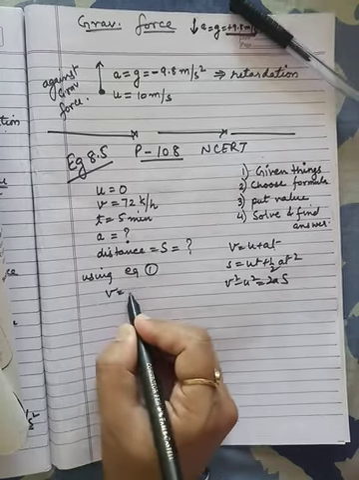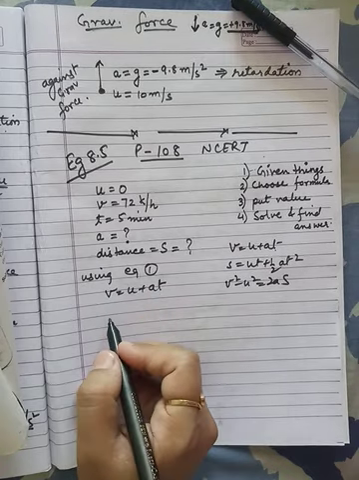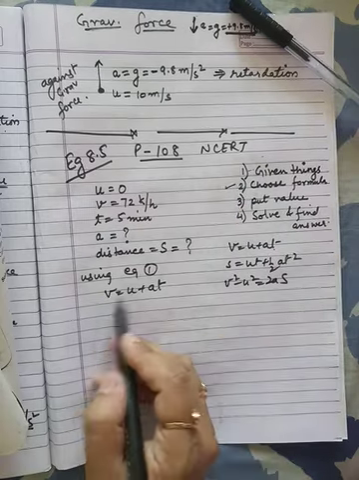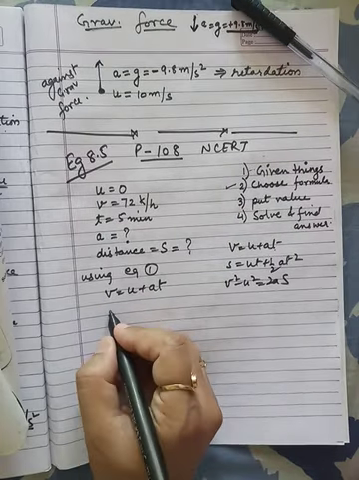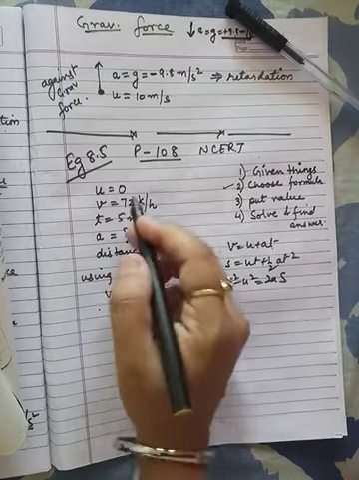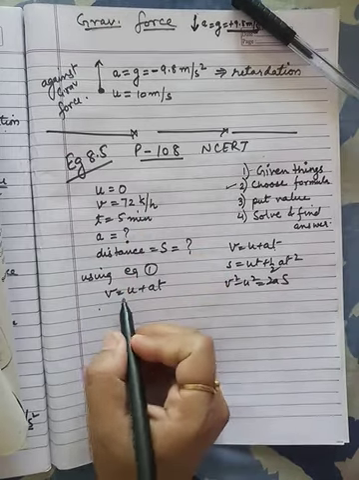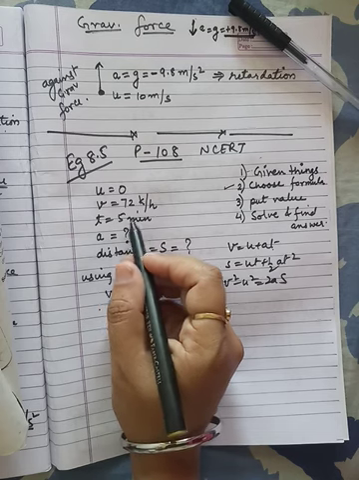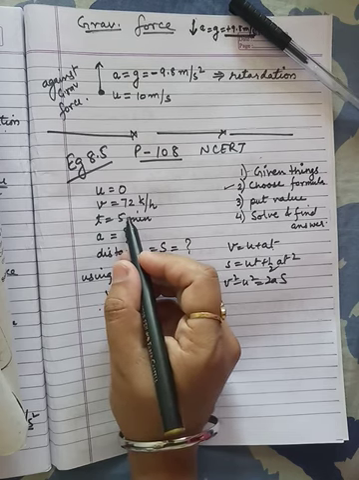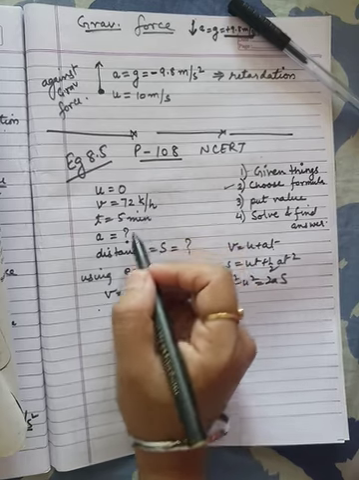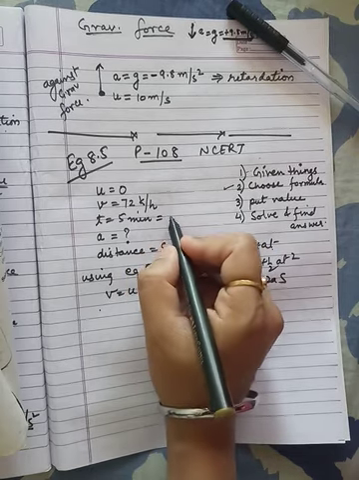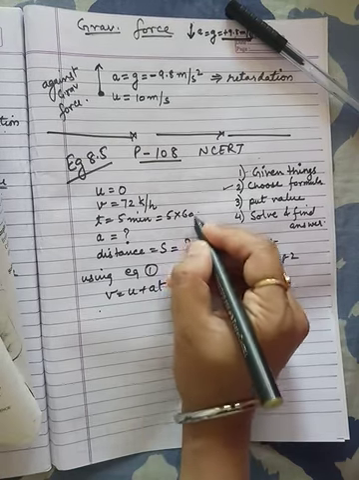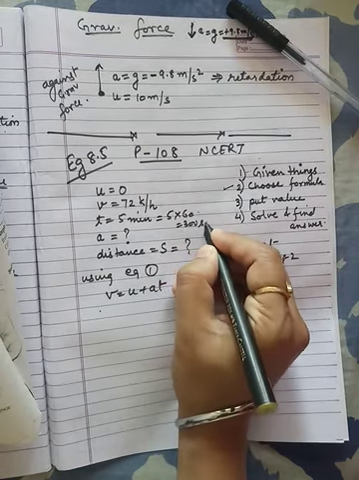v is equals to u plus at. Write down the equation. So we are doing step 2, choose the equation, and then putting the value. v is 72 km per hour. That we cannot put because our time is in minutes. So either I convert this time into hours, similar unit, or I convert it into seconds. Better to convert into seconds. 5 multiplied by 60, that is 300 seconds.